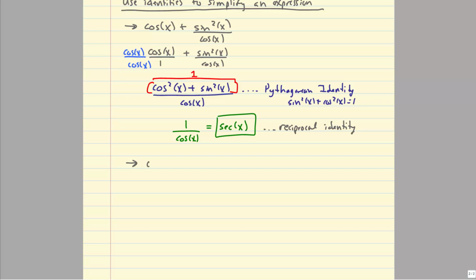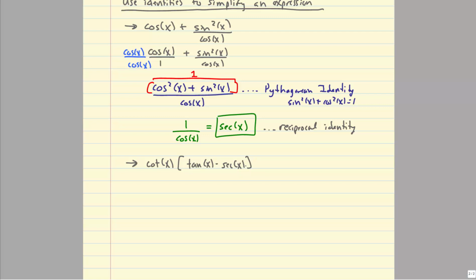Okay, let's do another one. Let's do cotangent of x times tangent of x minus secant of x. Now again, my math lab does not put parentheses consistently around the arguments of your trig functions, but that's something I'll be looking for when I'm grading, because it clarifies what the argument is, because some of these can be a little bit ambiguous.